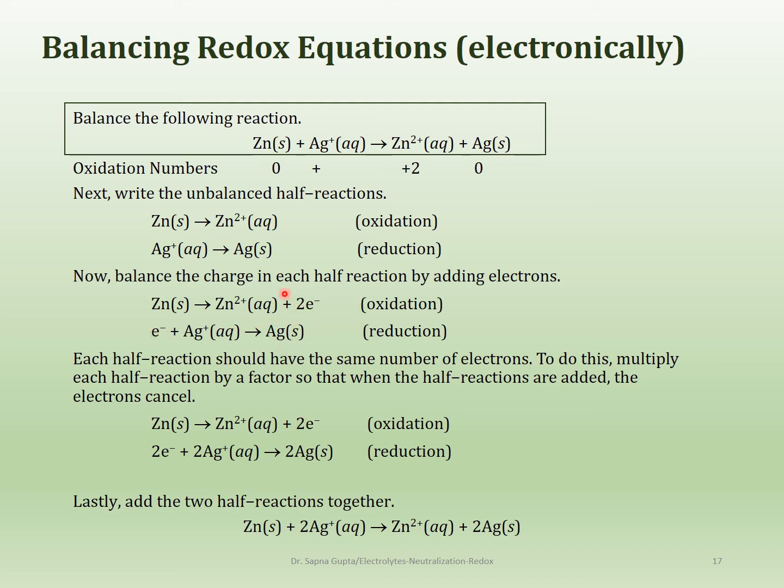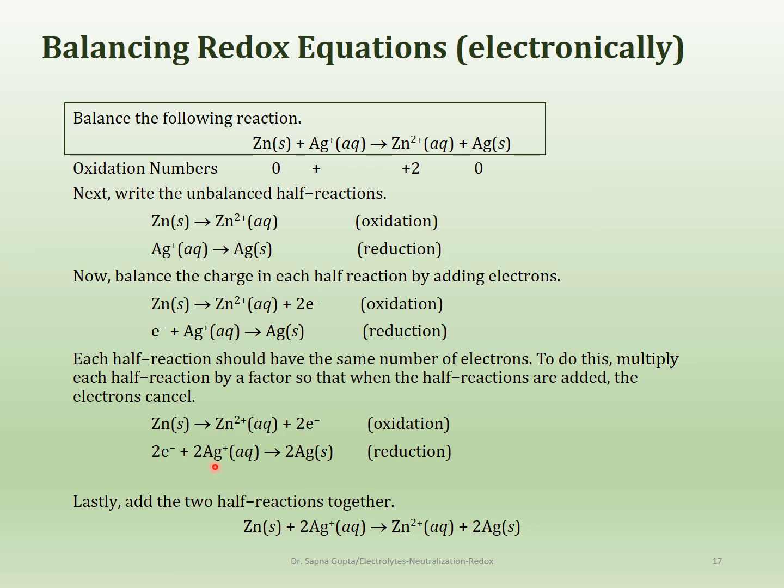Then what you have to do is balance the number of electrons on each side. So if zinc is giving 2 electrons, then silver should accept both of those electrons. Otherwise, you would have more electrons in the solution, which means that we need to multiply the reduction equation by 2. And so here we have multiplied this equation by 2. So 2 electrons accepted by 2 silver ions to give 2 silver solid. Now the 2 electrons that were given by zinc are accepted by silver.